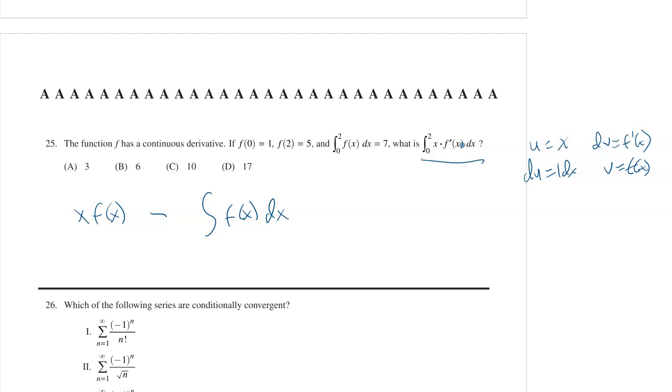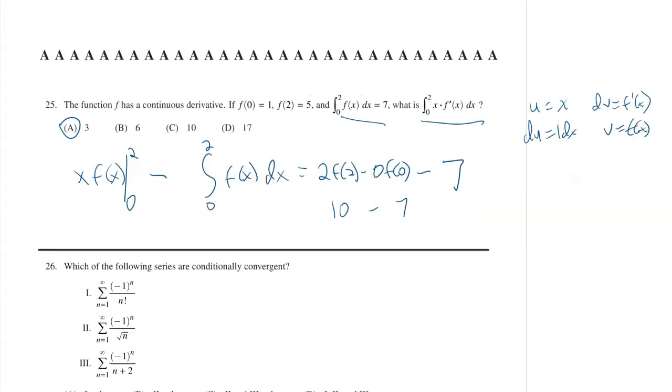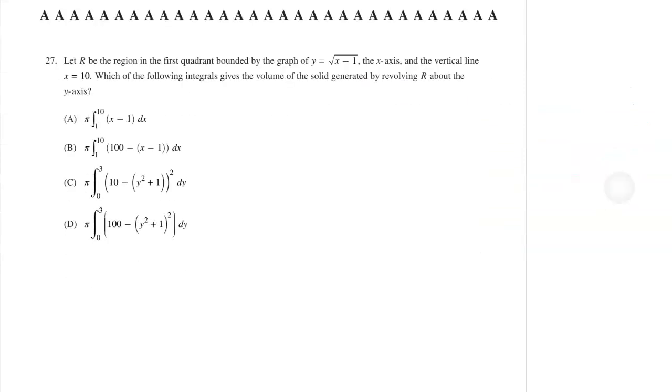And the one thing that they were uncertain about, that I think a lot of other people forgot also, is that this still has to be evaluated from 0 to 2. So it's going to be 2 f of 2 minus 0 f of 0. That's just going to be 0. And then minus this integral, which they already told me is 7. And 2 f of 2 is 2 times 5, so that's 10 minus 7. I'm getting 3.